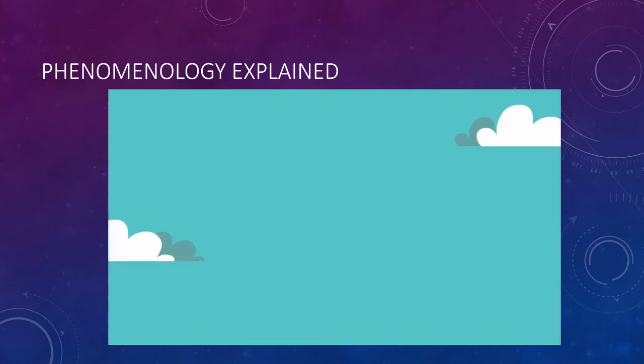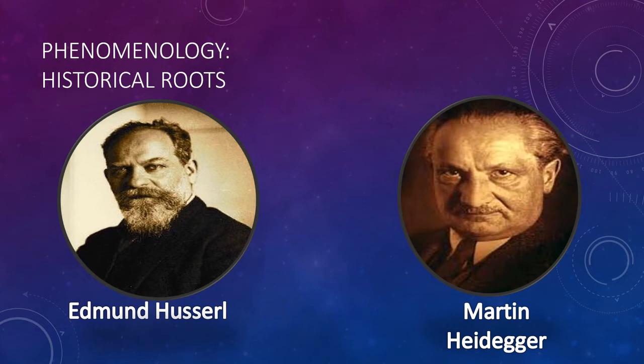Okay, so you have seen that there are two main authors or thinkers in the phenomenological movement, Edmund Husserl and Martin Heidegger.